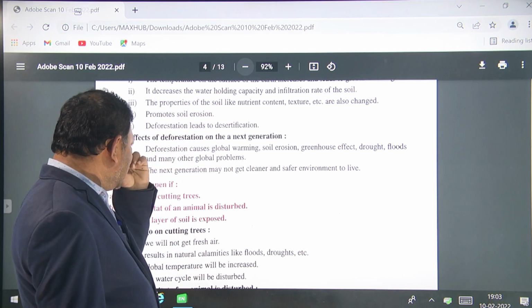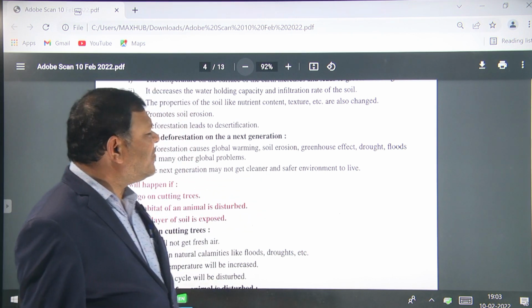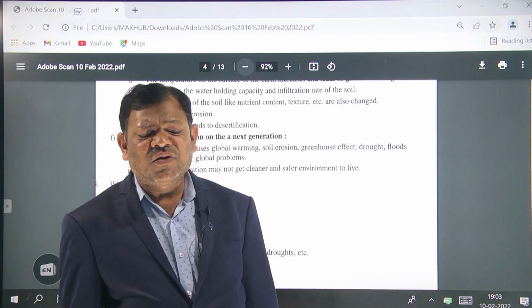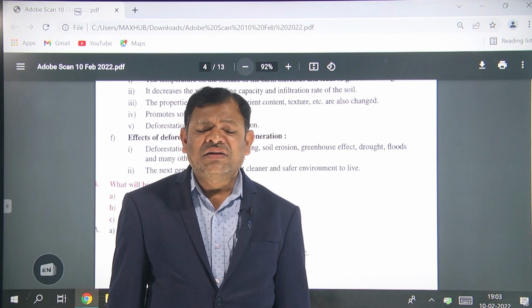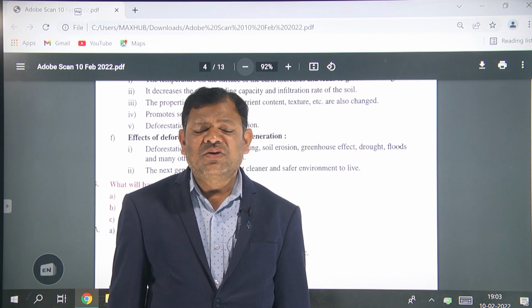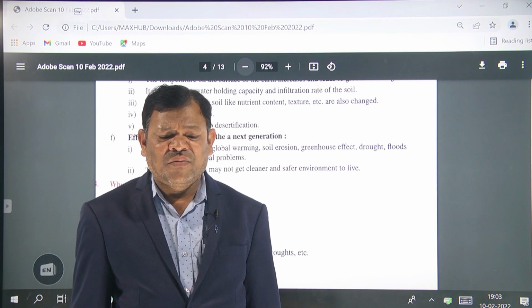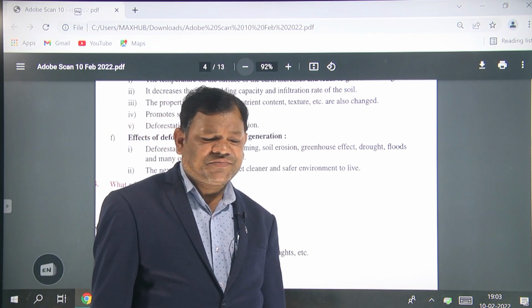Second point, the next generation may not get a clean and safe environment to live in. Nowadays you can see there is no pure water, no pure air, no pure food, no pure people, no pure peace. Everything is pollution because of deforestation.